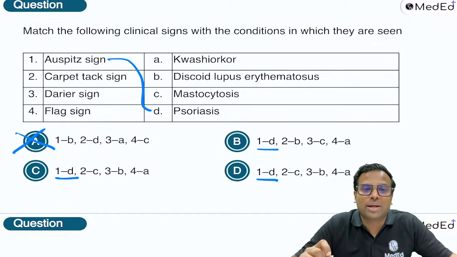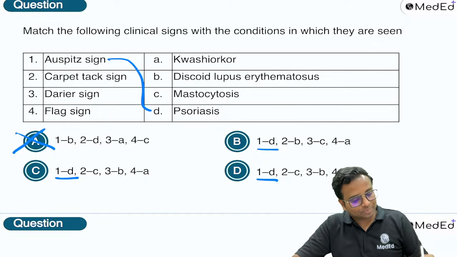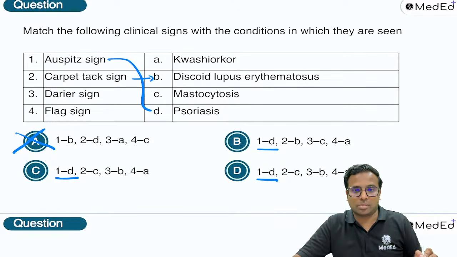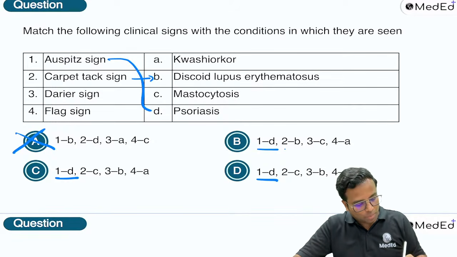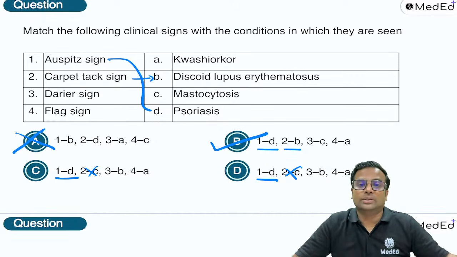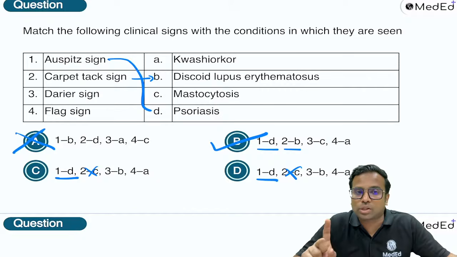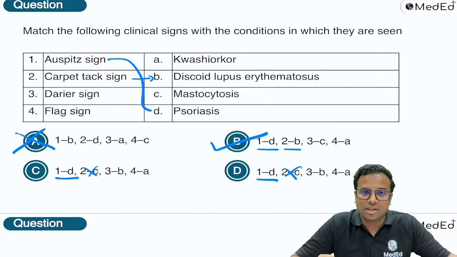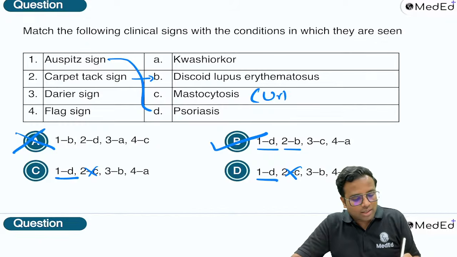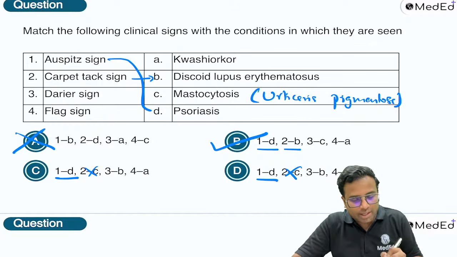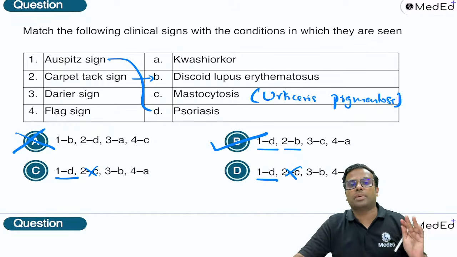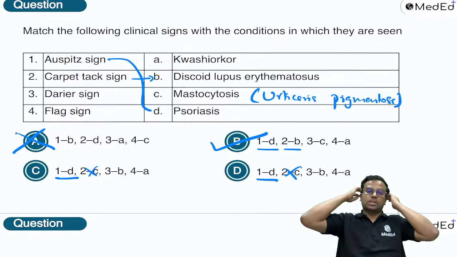Let's see. Carpet tack sign is seen in discoid lupus erythematosus. So 2B is correct, 2C is wrong. So now we have an option that is option B. But still, let's confirm the remaining options as well. 3C, Darier sign, mastocytosis. Correct? Yes. Darier sign is seen in urticaria pigmentosa. And this urticaria pigmentosa is cutaneous mastocytosis, Darier sign.